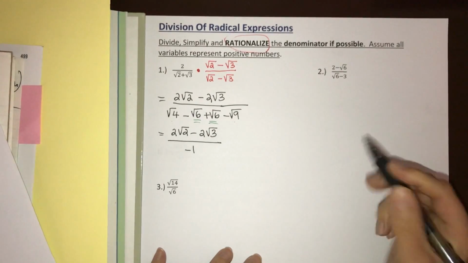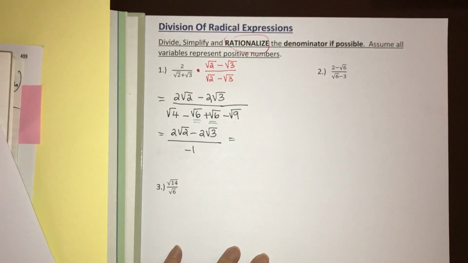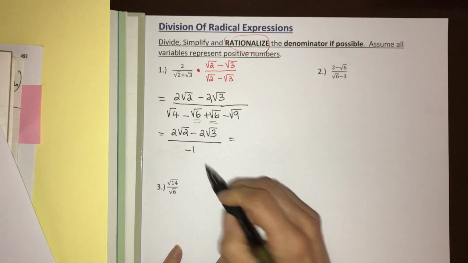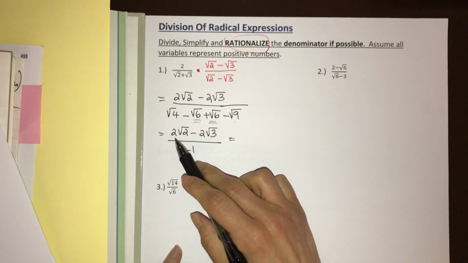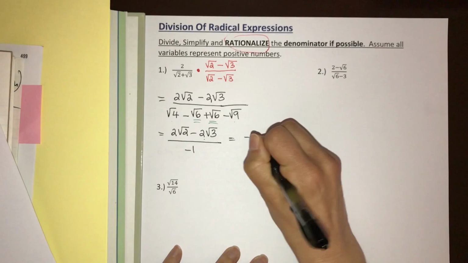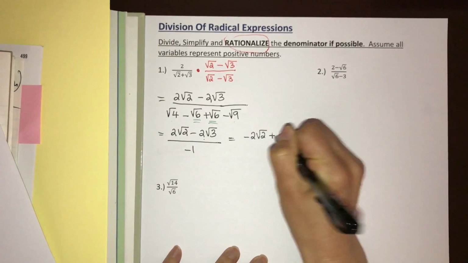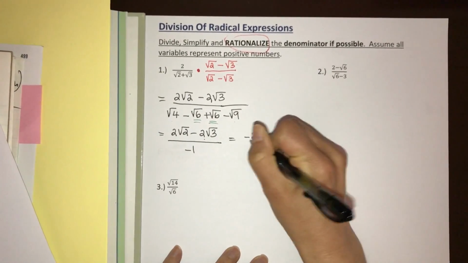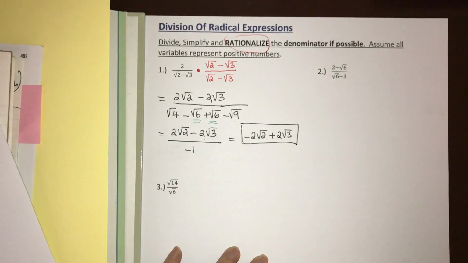So no radical. I can make this look just a little bit nicer where I just take -1 and I can distribute it to the numerator. So we could do that. It just makes it look cleaner. And this is the final answer.